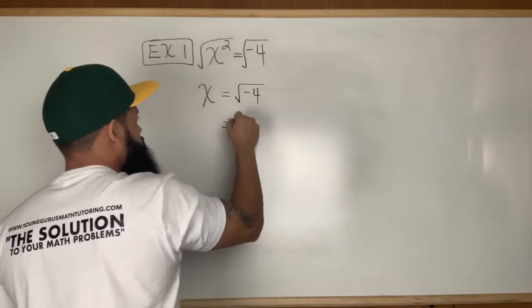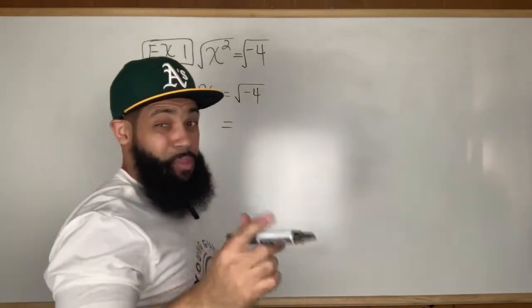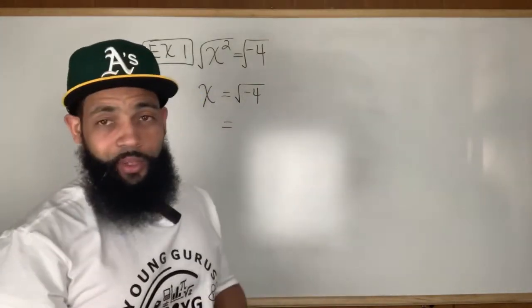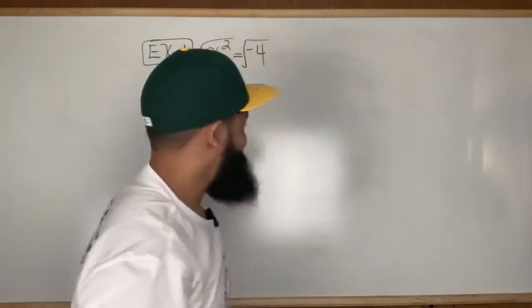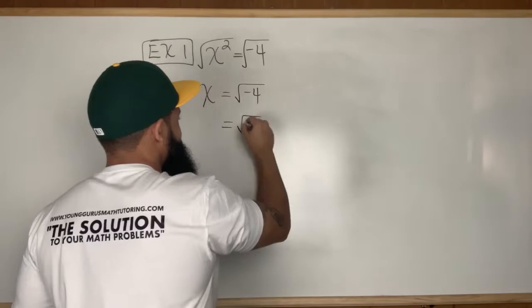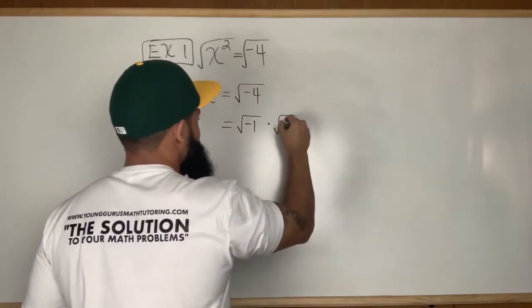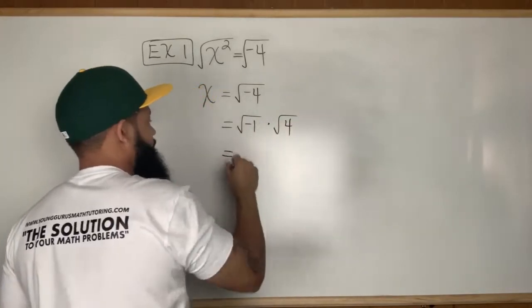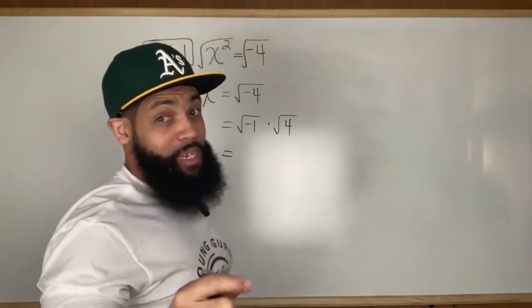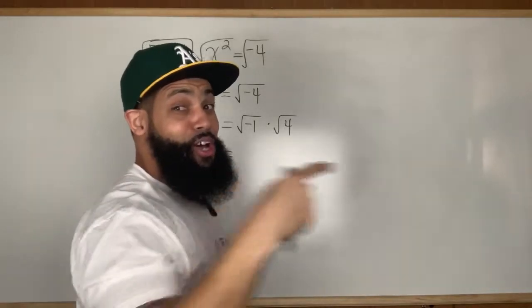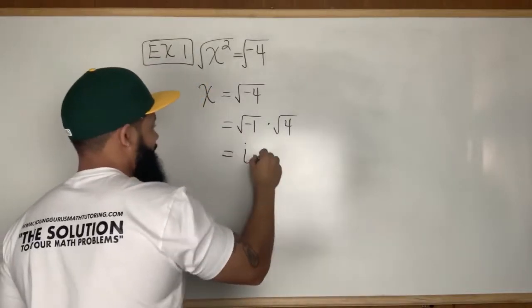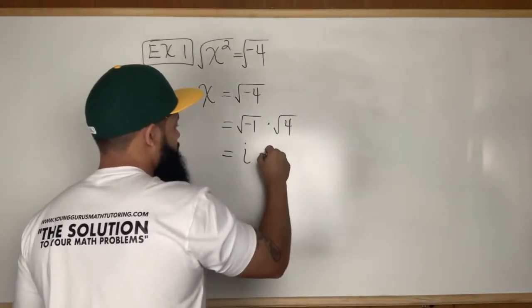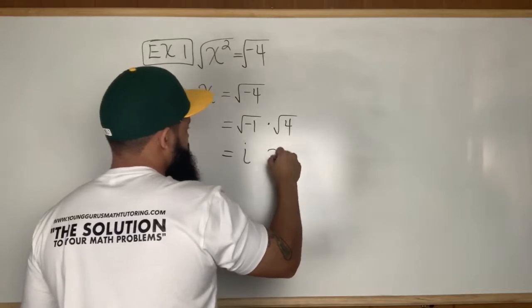Now, according to our rules, some people have been told that you cannot have the square root of a negative number, but I'm here to tell you that that is wrong. This is actually equal to the square root of -1 times the square root of 4. And as you may or may not know, and if you don't know, go watch my other video on imaginary numbers. The square root of -1 is actually i. And then the square root of 4 is 2.